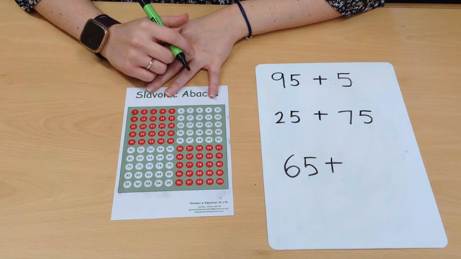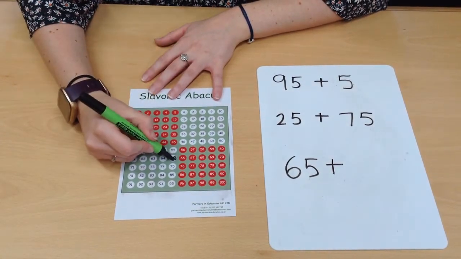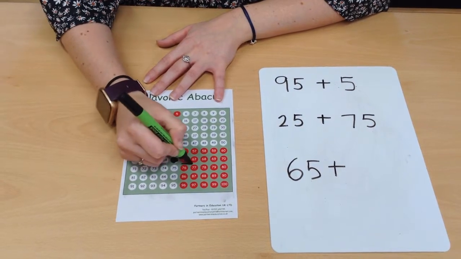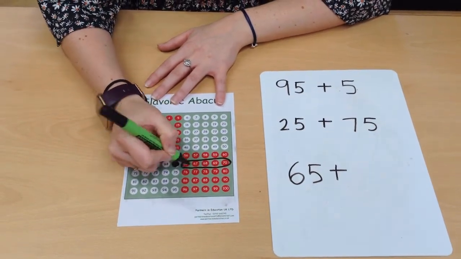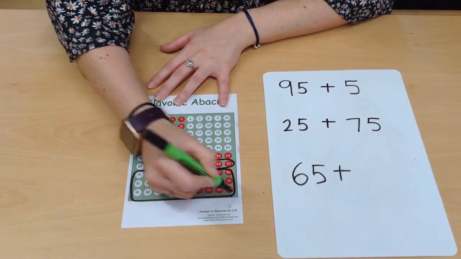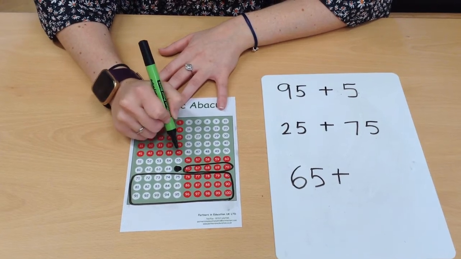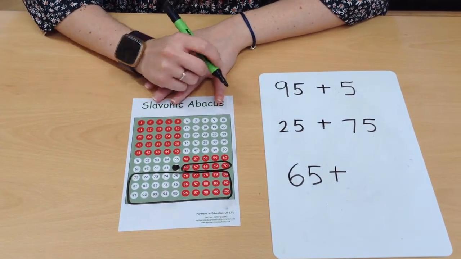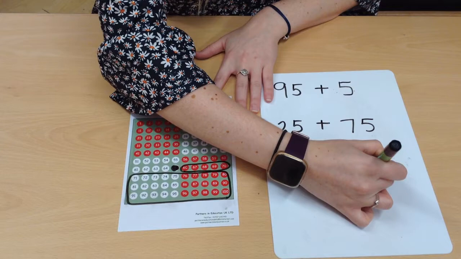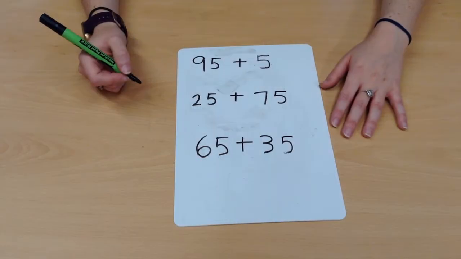And the last number bond that we're going to look at is 65 add something makes 100. So I'm going to colour in the 65, circle my ones, and then circle my tens. So I've got 1, 2, 3 tens and 5 ones, which is 35. So 65 add 35 makes 100.